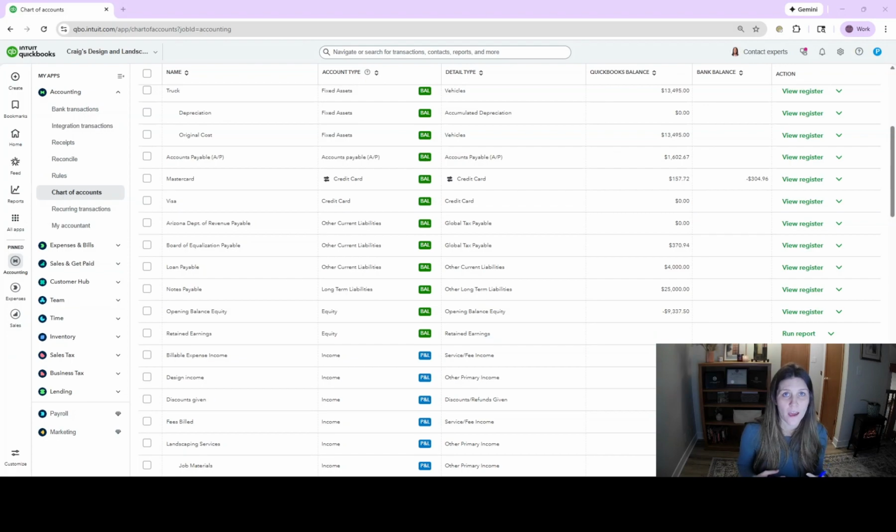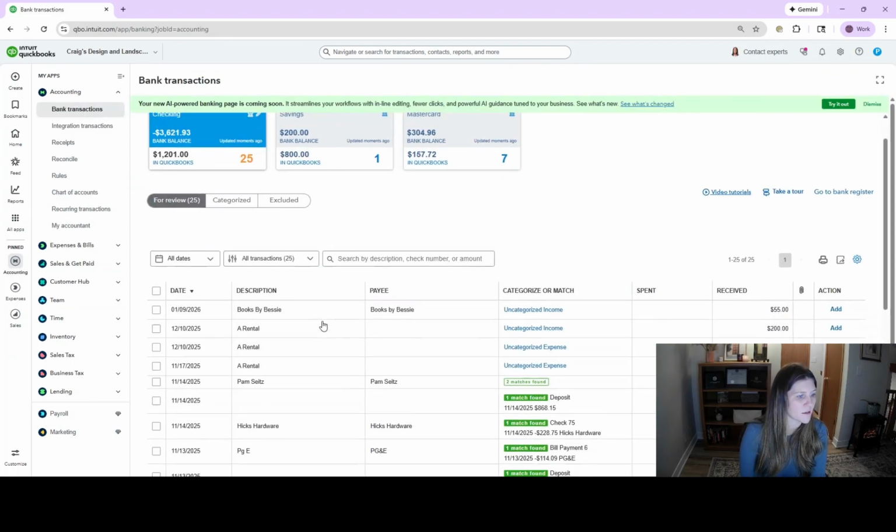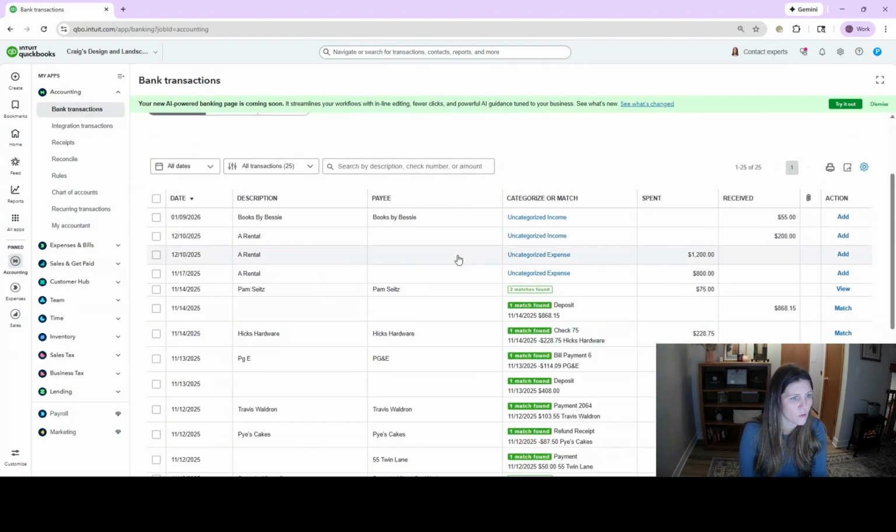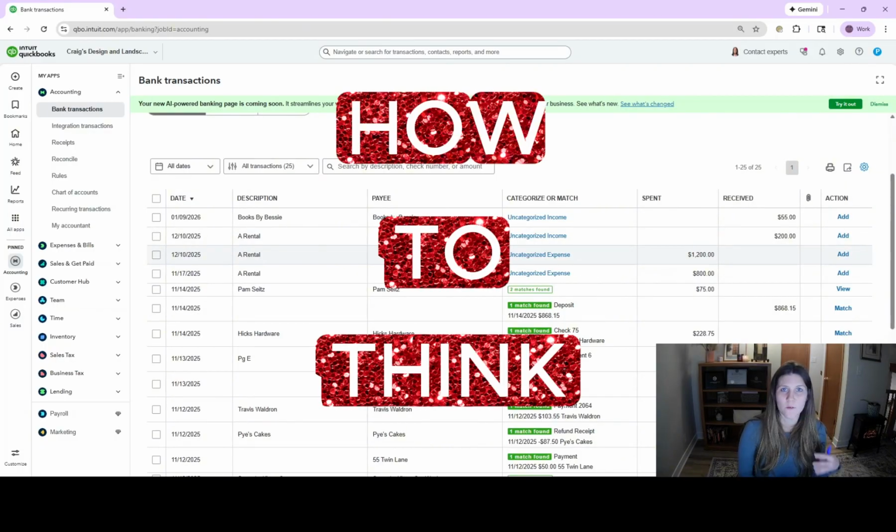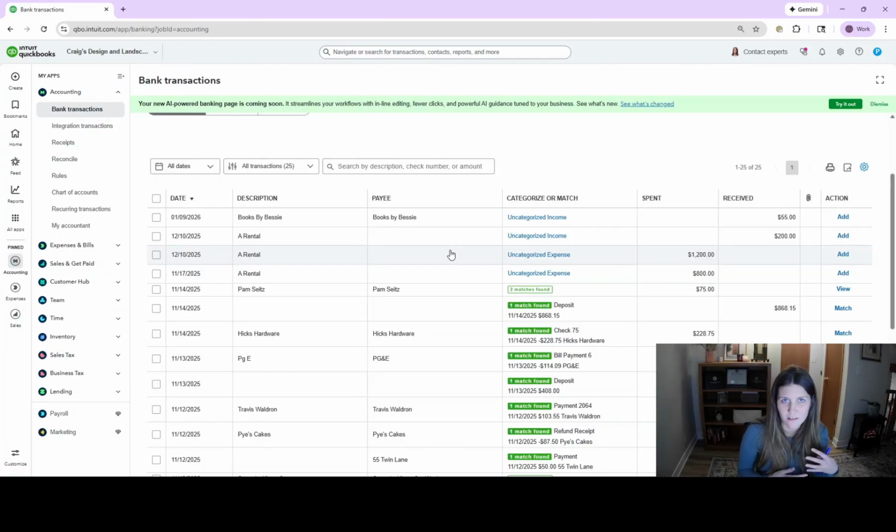Real quick before I show you how to split a transaction, I just want to talk about how to decide the right category. A lot of people who are just starting out using QuickBooks Online don't struggle with how to click. They struggle with how to think. And most of the time it's just because you're trying to get things done, which I totally get.